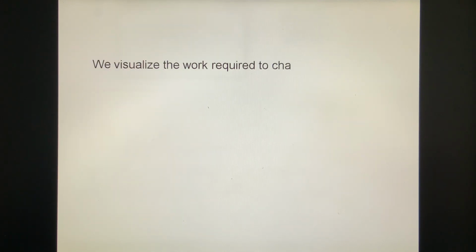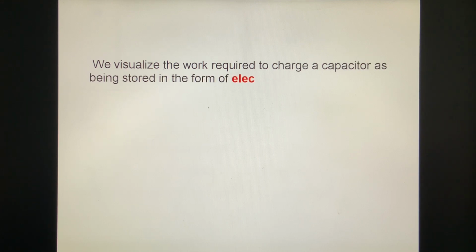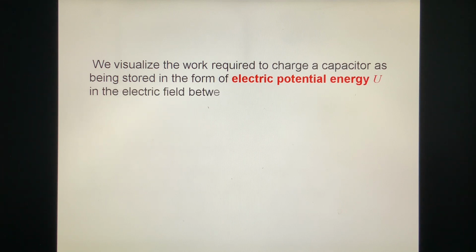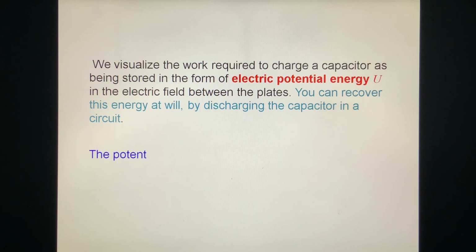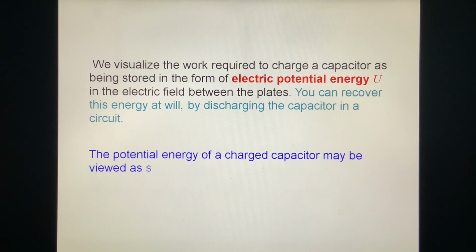We visualize the work required to charge a capacitor as being stored in the form of electric potential energy, U, in the electric field between the plates. You can recover this energy at will by discharging the capacitor in a circuit. The potential energy of a charged capacitor may be viewed as stored in the electric field between its plates.